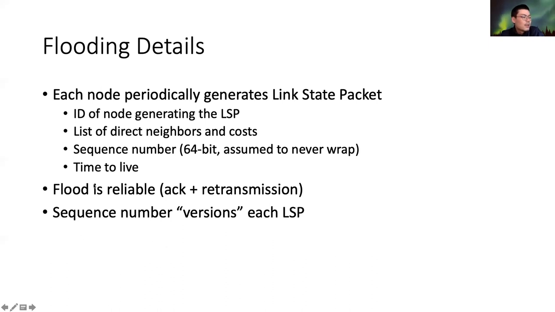And so again, this sequence number is like the version, right? Because maybe now the link cost is 3, but maybe 2 seconds later, the cost becomes 1. So if a router receives both versions, I should choose the later one, the one with the larger sequence number, okay? We assume it will never run out because 64 bits are pretty large. You can think of it as one way; it never wraps to zero again.